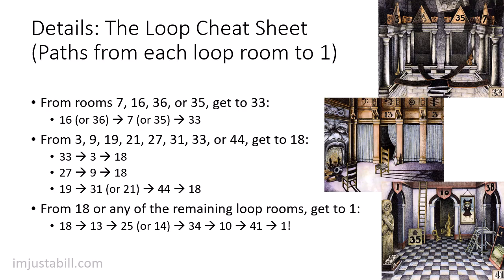So for example, let's say you're in room 9. You want to know how to get out of the loop. Well, we see there in the second group of bullet points, the second bullet point, it says 27 to 9 to 18. So 9 has a door to 18. And then once you take that to room 18, that's the fireplace room, you can follow that sequence on the bottom: 18 to 13 to 25, 34 to 10, 41, 1. So what I've presented here are the shortest ways to get out of the loop depending on where you are.